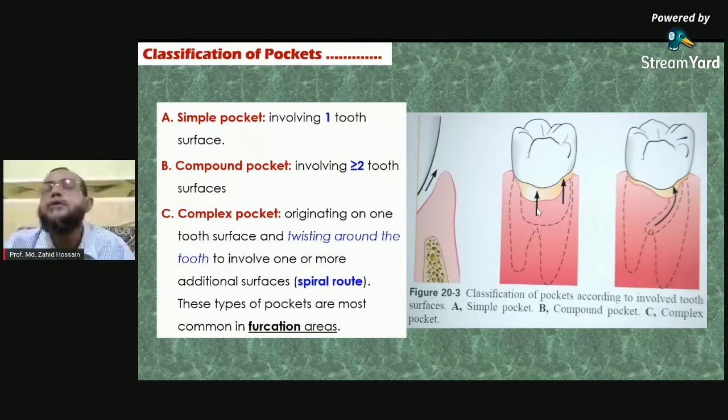If it involves two or more surfaces, it's called a compound pocket. The third one is when the pocket starts on one side but follows a tortuous or spiral route to the other side. This is called a complex pocket. Usually it happens for furcation-containing teeth, the molars and upper first premolar. So these teeth usually show the complex type of pocket.